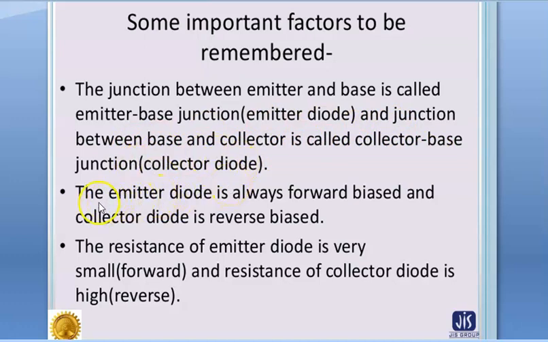In normal operation, the emitter junction is always forward biased and the collector junction is reverse biased. Also, as the emitter junction is forward biased, its resistance is very small, and the resistance of the collector diode is very high because of the reverse bias connection.